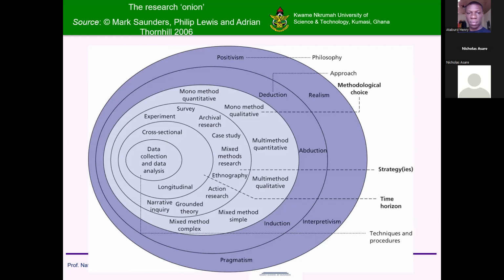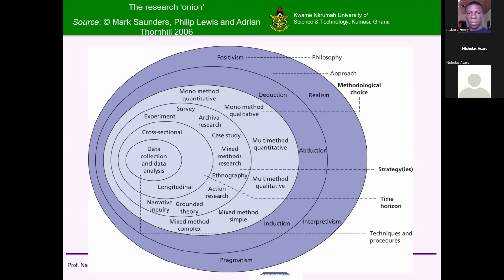You are making room for the lapse of time to allow variables to change, or allow one phenomenon to result into another phenomenon. So it all boils down to what you are studying and what you think will be the best way to capture that data.